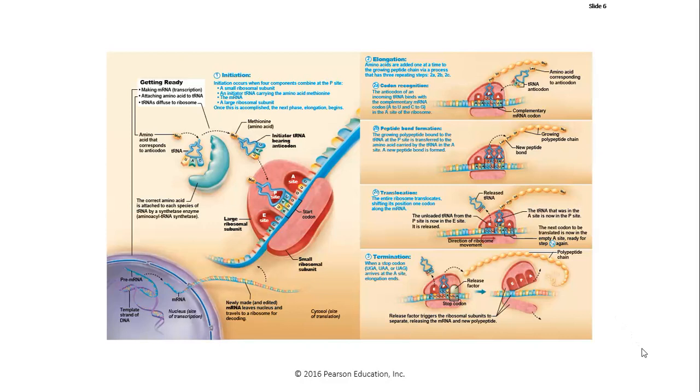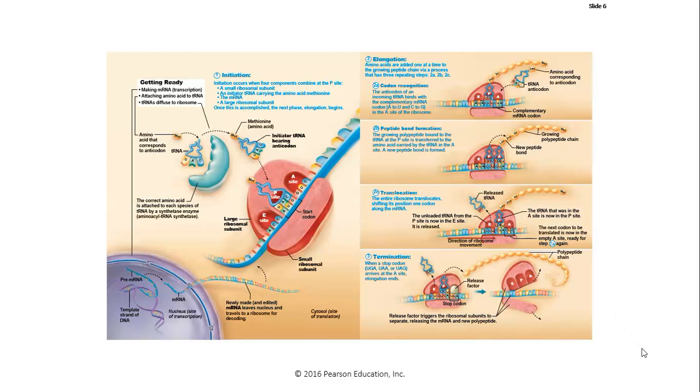And what happens is when you form the peptide bond, the polypeptide chain that was attached to the tRNA in the P site is completely transferred to the tRNA in the A site, okay? So now the growing peptide chain has been transferred from the P site to the A site when you form a peptide bond with the amino acids between the A and the P site.